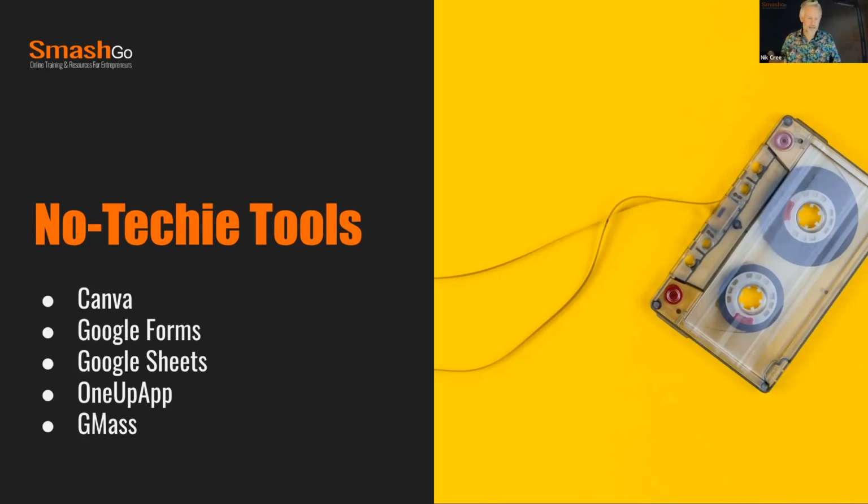And then, of course, there are a couple of other tools: the OneUp app that we talked about tonight, and GMAS. You can use both of those tools as well. OneUp app, again, that's free. So you can either use the one that's in Canva, or you can use the free one.